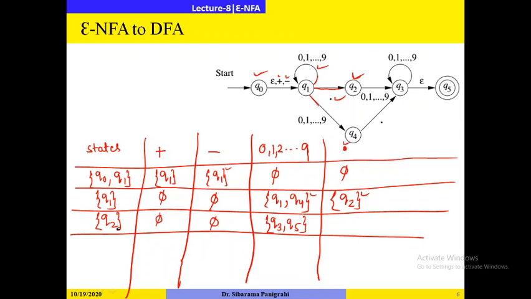Now Q2 by taking dot as input, there is no next state. No next state means I will simply write phi.